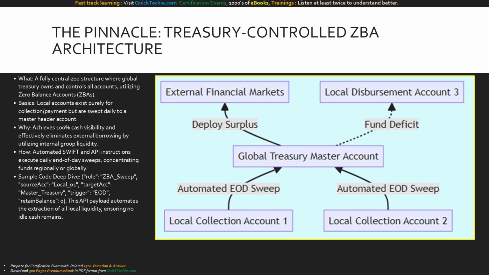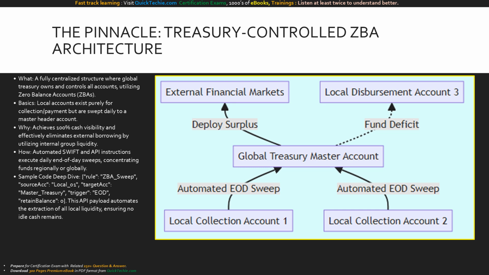At the bottom, we have local collection account 1 and local collection account 2. Throughout the day, these accounts receive customer payments. As the business day closes, the automated sweep triggers. Follow the upward arrows. Every single dollar is sucked up into the global treasury master account at the top. The local accounts are left with a balance of zero.